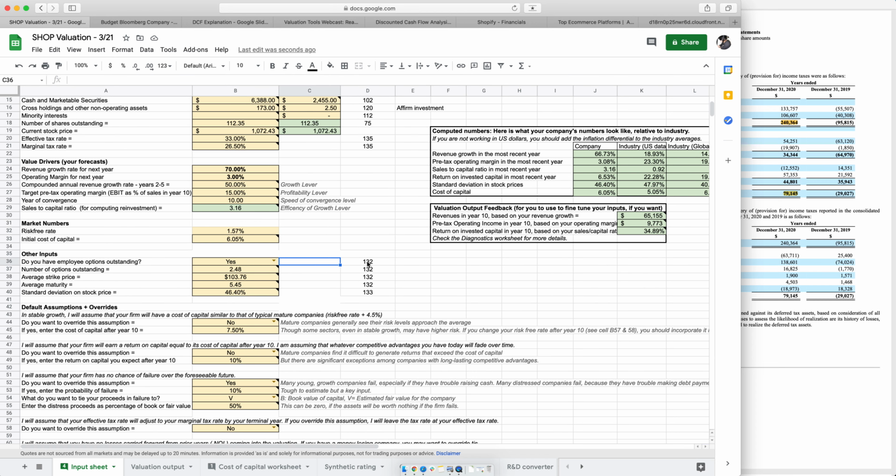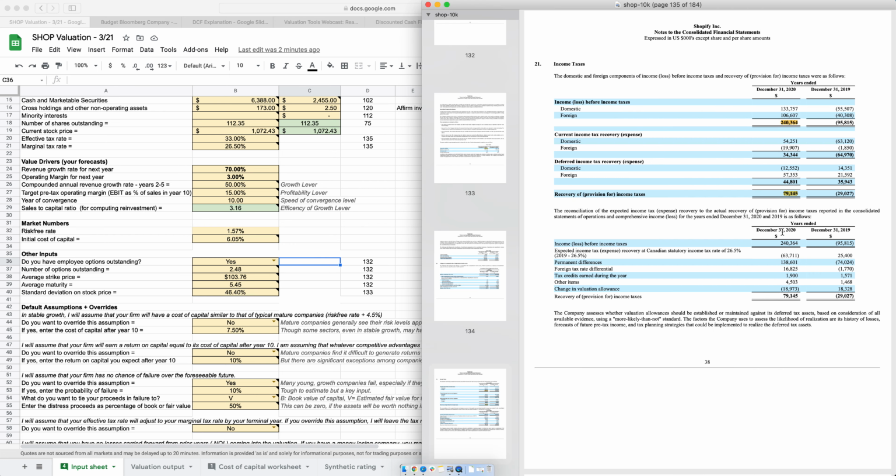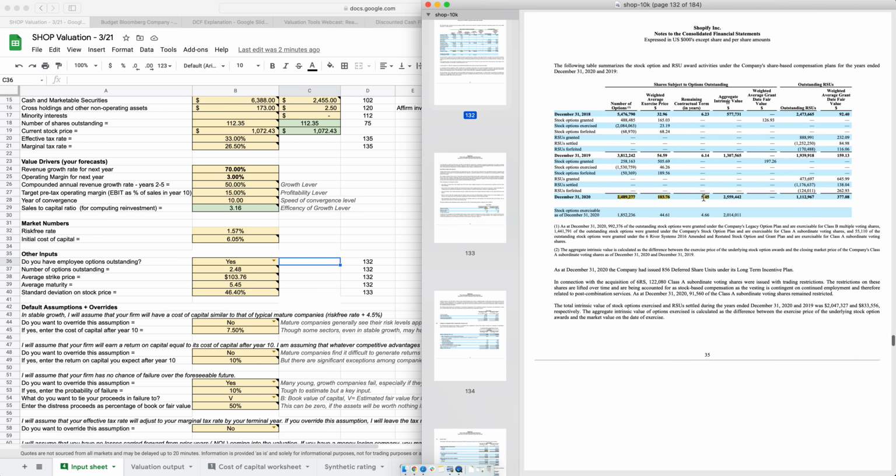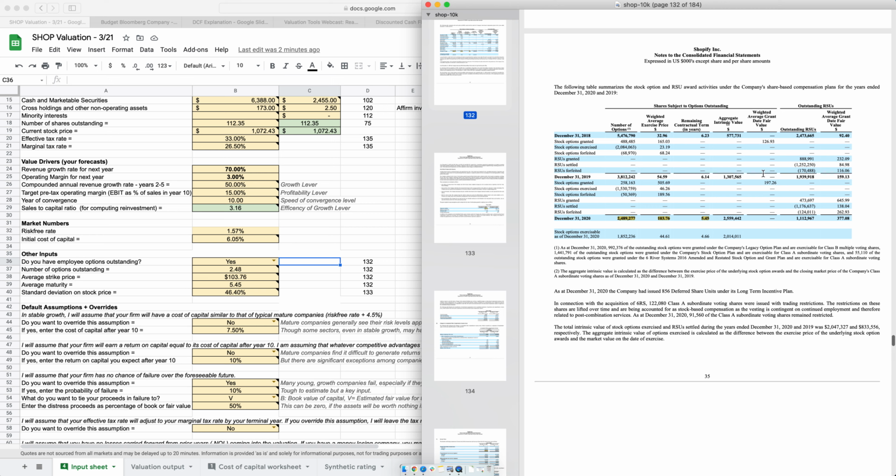A couple last things we want to pull from the 10-K. There's also a lot of information about options and shares. So I'm going to jump back over to 132. There's usually this handy table of other options that are currently outstanding. So do you have employee options outstanding? Yes, I do. Basically, these are all the ones that have been forfeited. So it subtracts out, and what is netted out at the end is all the ones that are outstanding. So that is the number of options outstanding. Basically, it's this number here.